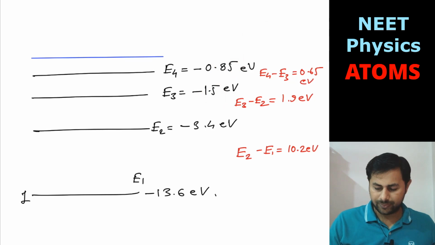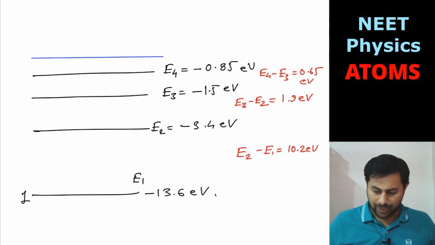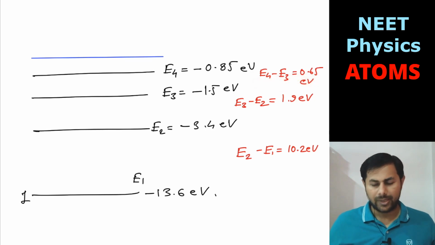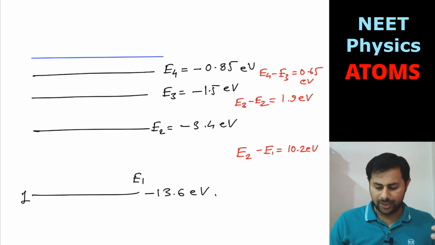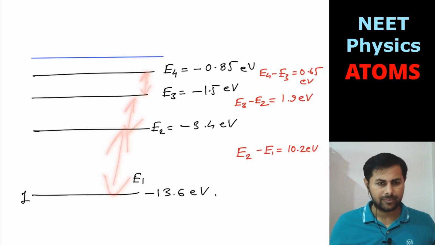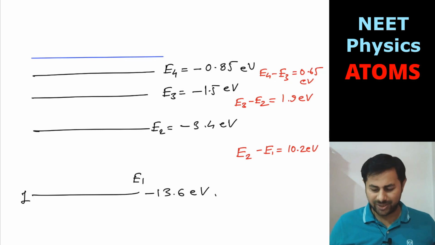Okay, so as you go to higher and higher levels, what happens? The energy difference between the nearest levels goes on decreasing. E4 minus E3 is less than E3 minus E2, and that is less than E2 minus E1, right? So this is an observation, you need to remember it.